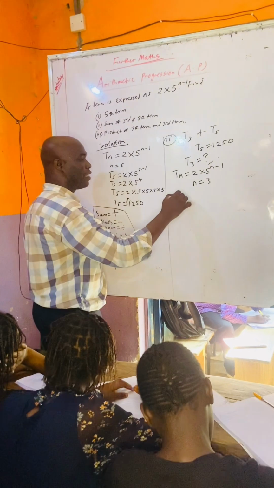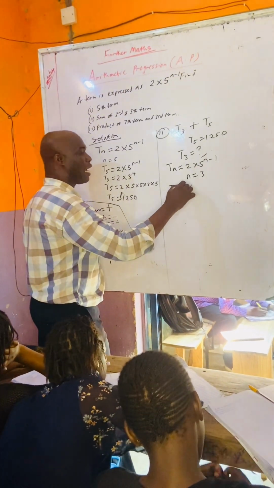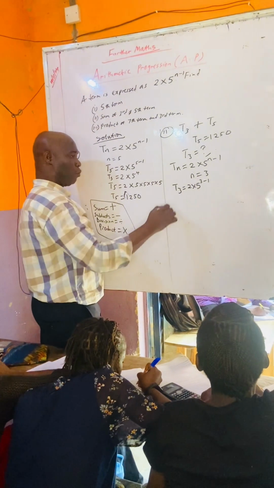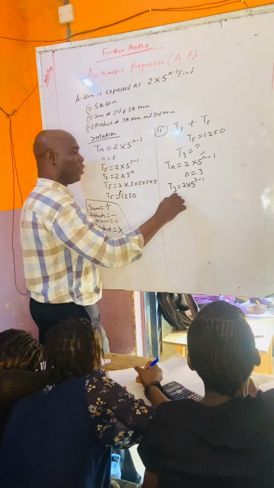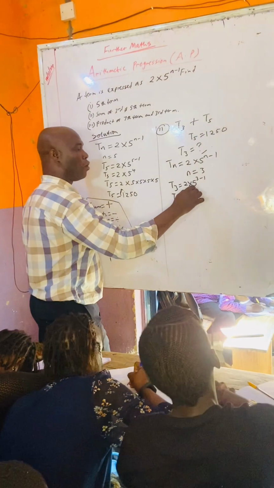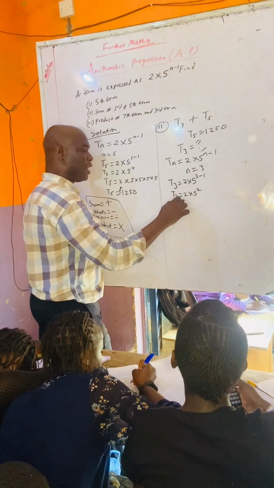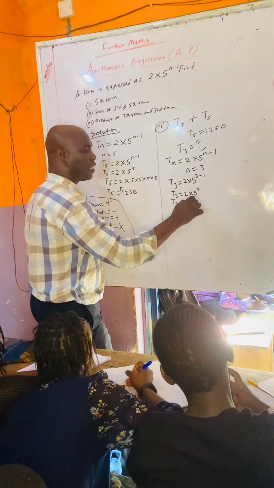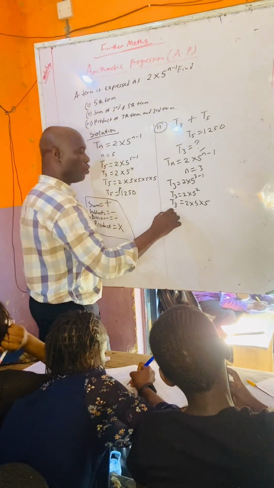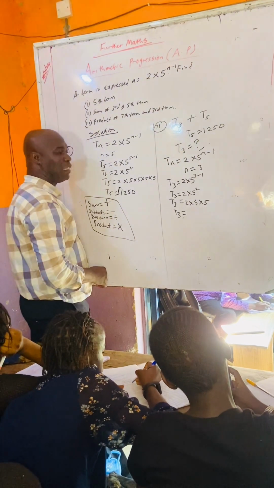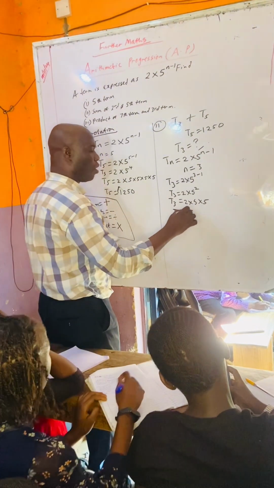Whenever you see n, you put 3 there. So this is going to be T3 equal to 2 times 5 raised to power 3 minus 1. So T3 equal to 2 times 5 raised to power 2. This is 2 times 5 in 2 places, 5 times 5. So T3 is 2 times 5, 10. 10 times 5, 50.